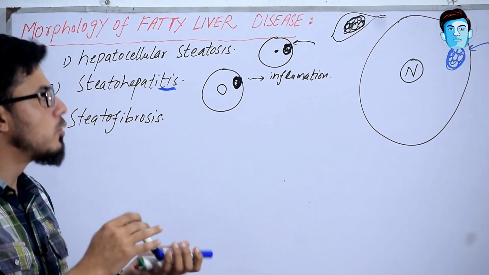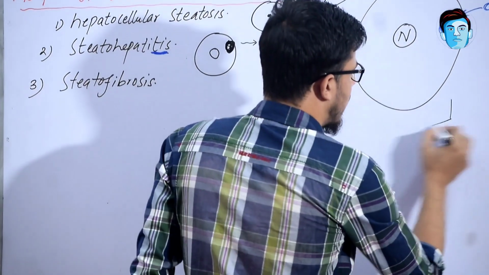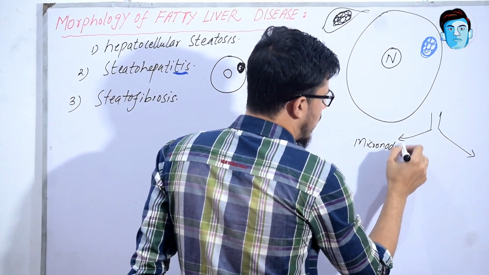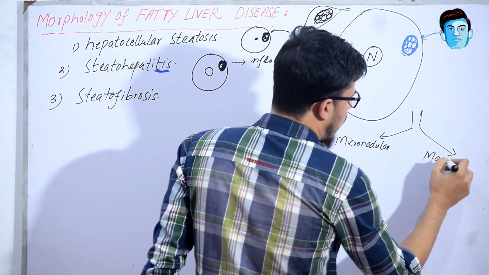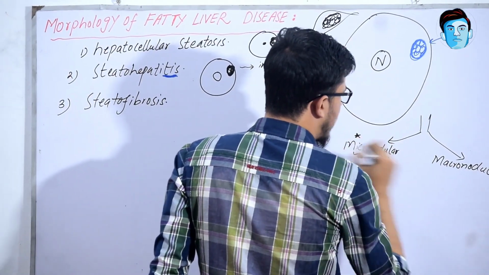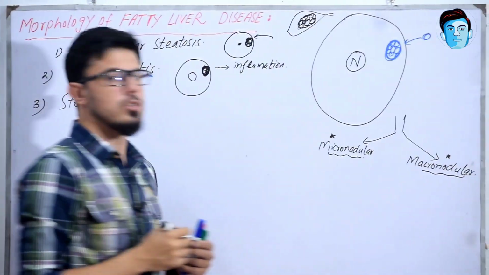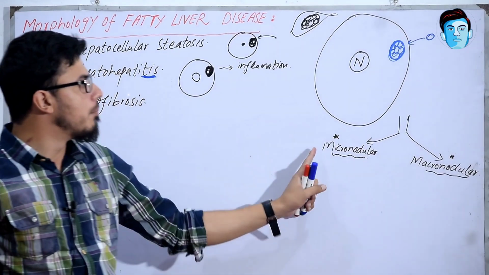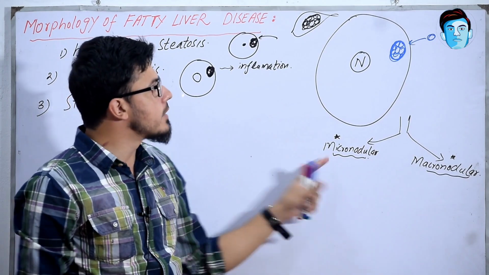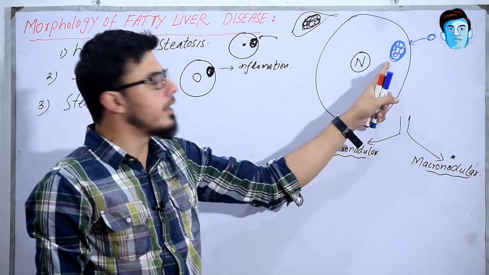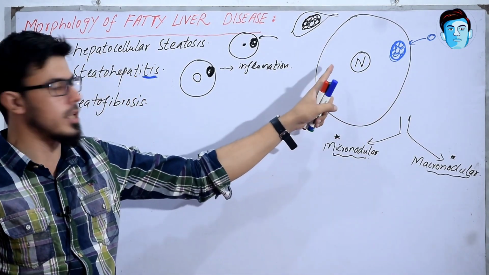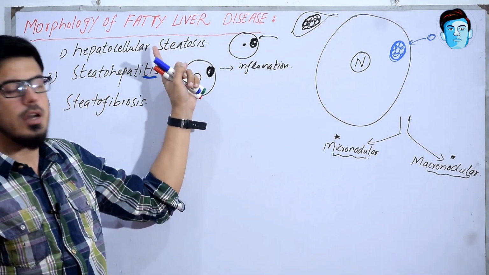Now it is divided into two further patterns, that is micronodular type and macronodular type. Micronodular type is also called microvesicular type, and macronodular type is also called macrovesicular type. In the micronodular type, what actually happens? Whenever the fat gets accumulated in the hepatocyte, it does not disrupt or displace the normal position of the nucleus of the hepatocyte. That phase is called the micronodular phase of hepatocellular steatosis.